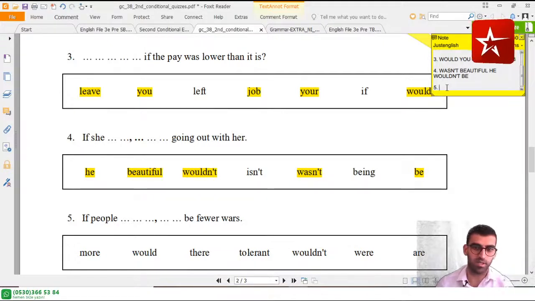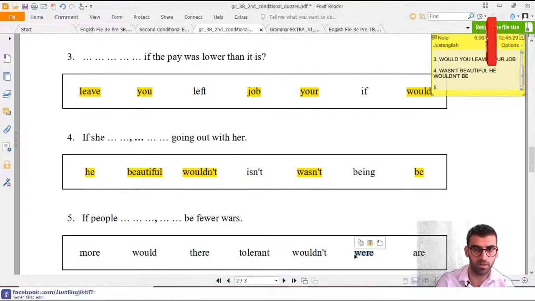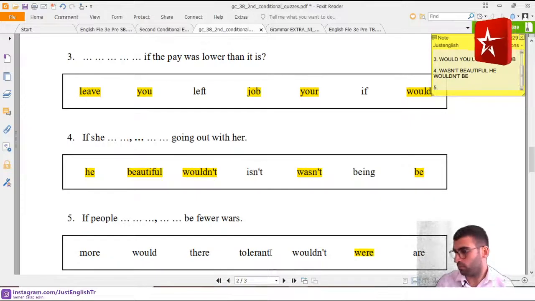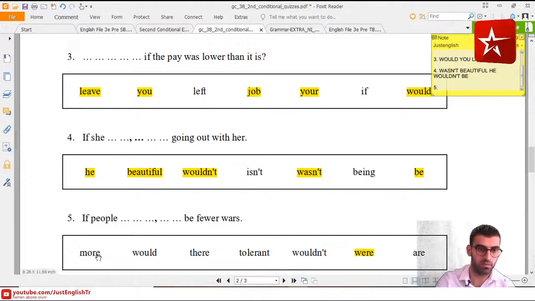Okay, like let's do the number 5 and then we will have break. If people were, okay, yes, the correct answer is were. If people were more tolerant, yes, if people were more tolerant, that's the correct answer.